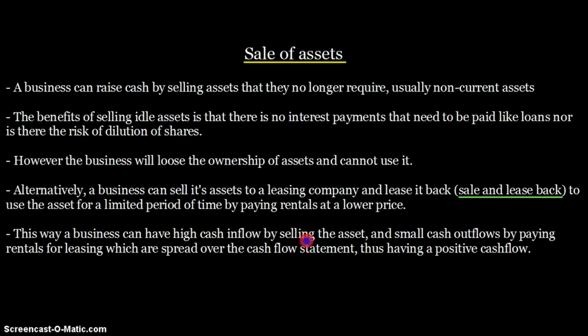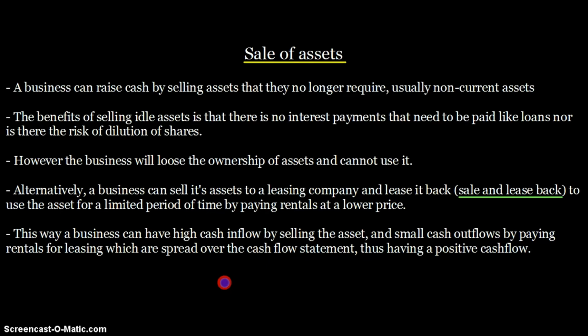So in this way, a business can have a high cash inflow by selling the asset. You sell the asset, you get the amount for it, and that big amount you can distribute evenly in your cash flow forecast or cash flow statement. You get the high amount in one month, but you are using up only small payments of it each month. In the first month you use 25% of that, in the second month 25%, then the third 25%, and so on until it runs out, as small cash outflows. You have a high inflow in one month, but you're using it as small cash outflows per month by paying rentals for leasing, which are spread over the cash flow statement, thus having a positive cash flow.